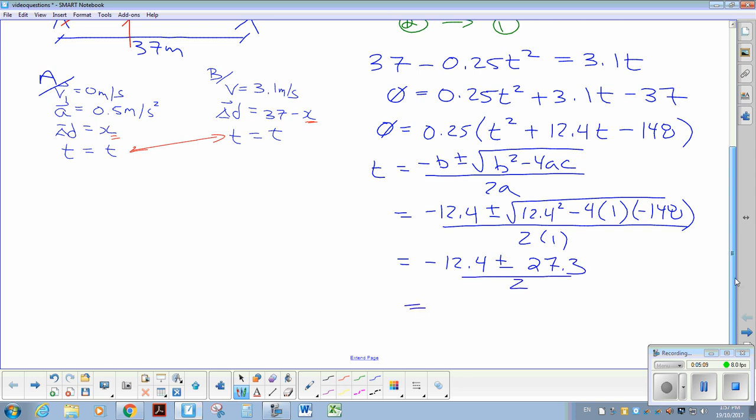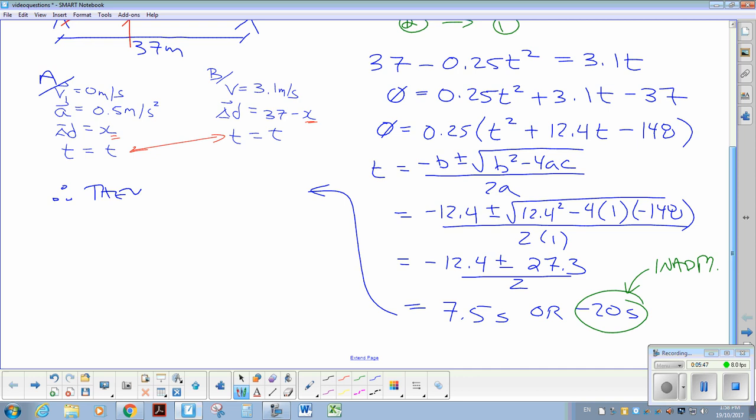So I'm going to get two possible answers here. I get negative 12.4 plus the 27.3, divided by 2. Let's call that 7.5 seconds. Or negative 12.4 minus the 27.3, divided by 2, and I get, let's call it, negative 20 seconds. Can't have a negative time, so this is inadmissible in this situation.